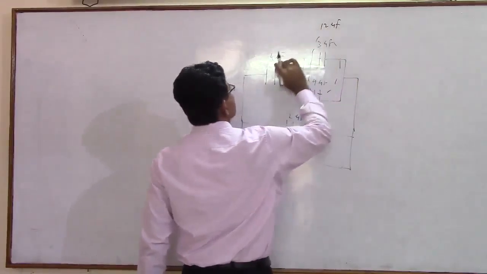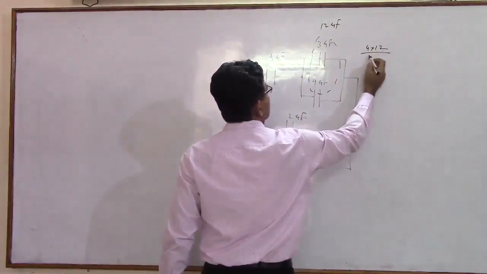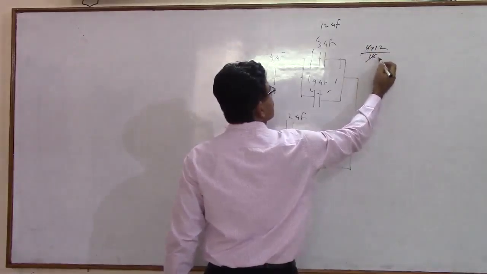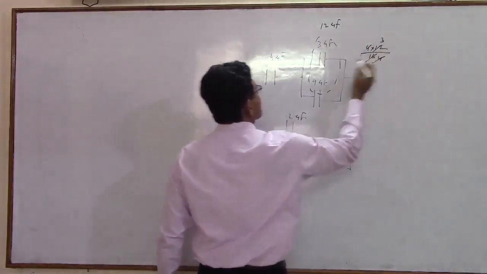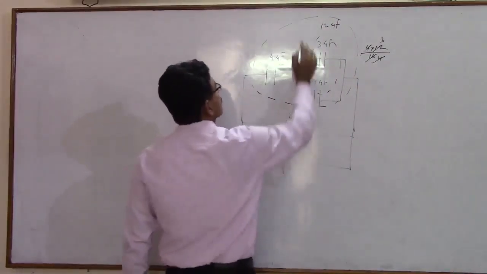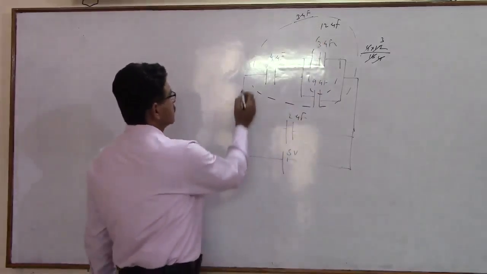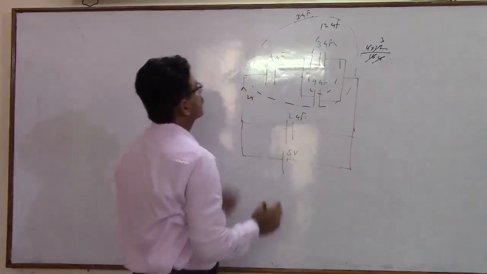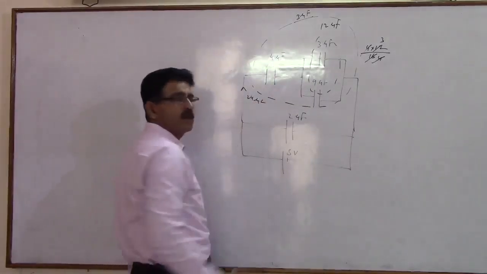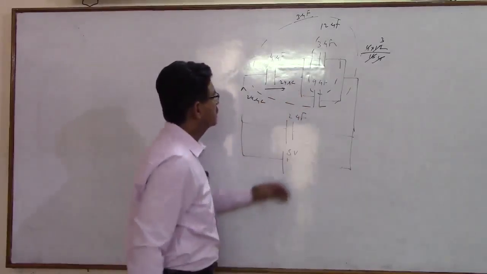Now this is 4 and this is 12, so 4 into 12 divided by 4 plus 12, that is 16. 4 and 16 gone, this becomes 4, so this is 3. So this whole combo here to this battery will look like a 3 microfarad capacitor. So the charge that will flow through this will of course be Q is equal to CV, so 3 multiplied by 8 will be 24 microcoulomb. So 24 microcoulomb is what is flowing through this.